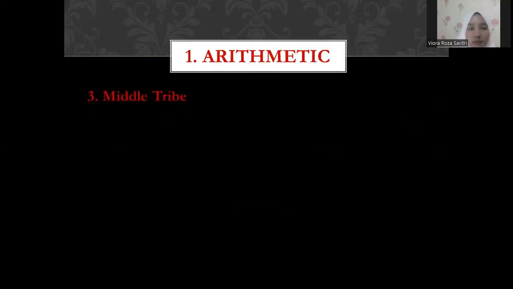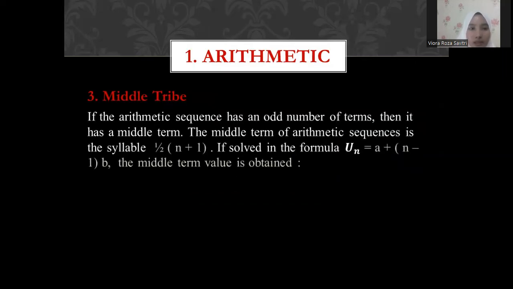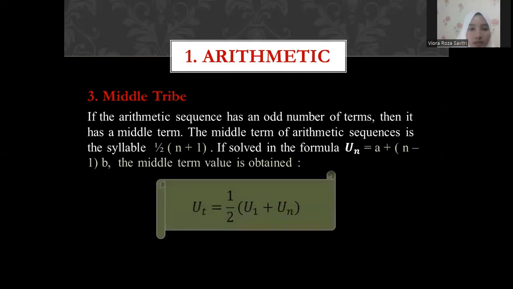Number 3, middle term. If an arithmetic sequence has an odd number of terms, then it has a middle term. The middle term of an arithmetic sequence is the term at position half of (n plus 1). If solved in the formula un is equal to a plus (n minus 1) times b, the middle term value is obtained: ut is equal to a half times (u1 plus un).